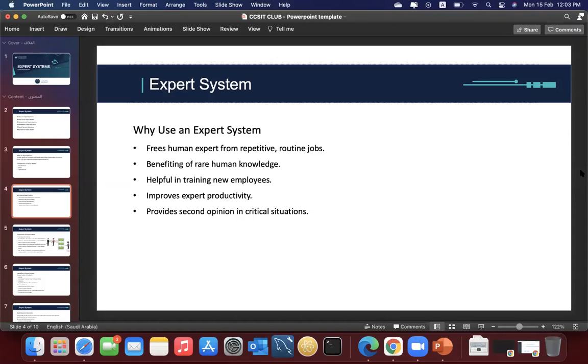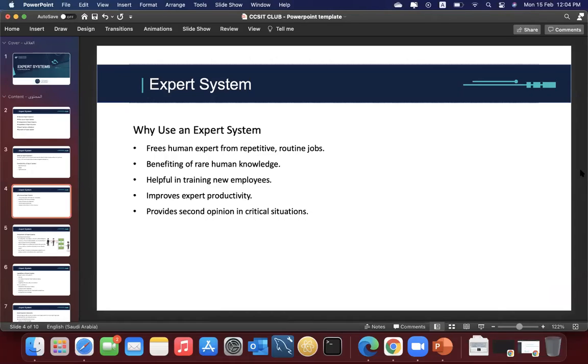Why do we need to use expert systems? There are a variety of reasons for developing and using expert systems, such as freeing the human expert from repetitive and routine jobs. For a human expert, doing the same exact job repetitively and routinely every day is kind of a waste of this expert's time. When we develop an expert system, this human expert can basically gain more knowledge and do more things and benefit from their expertise in other cases and in other scenarios.